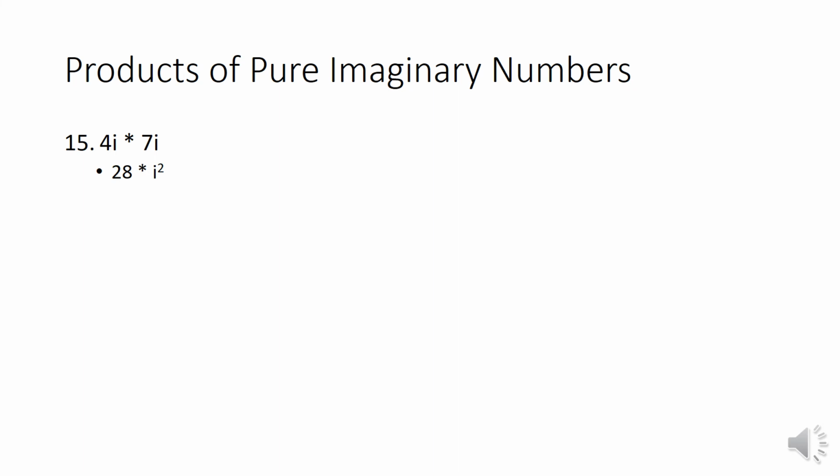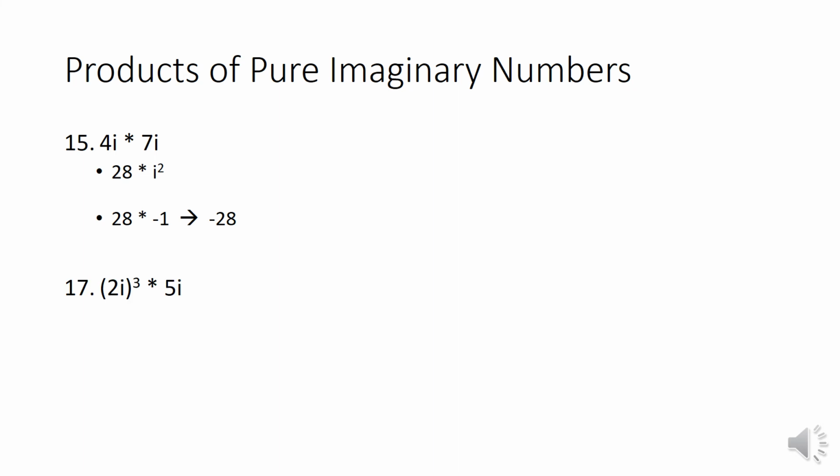Now that's going to be the same as 28 times i squared. What's i squared? i squared is negative 1. We learned that when going over the powers of i. So the ultimate answer to 15 is just negative 28.